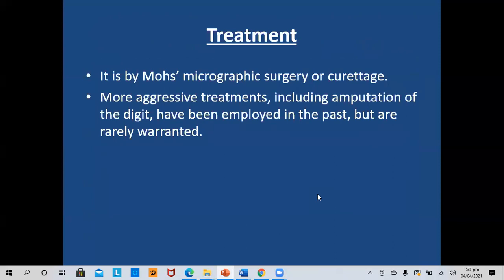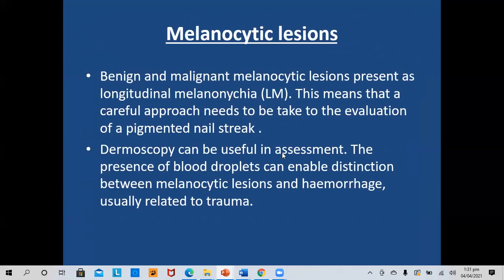Treatment, again, is with Mohs micrographic surgery or curettage. More aggressive therapy like amputation should not be done.